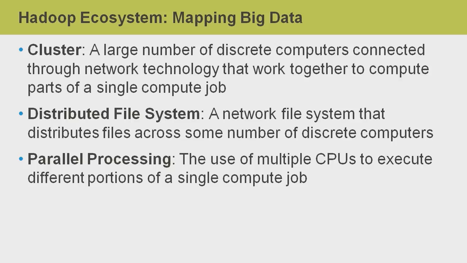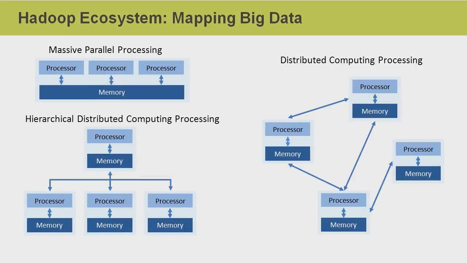And then parallel processing. This is the use of multiple CPUs to execute different portions of a single compute job. Now, we are going to discuss parallel processing in some depth in this course. All of us are well familiar with the concept that a laptop or a workstation will work on many jobs at the same time. But we need to think about this concept differently when it comes to parallel processing. We want to be able to take a single compute job and have it run at the same time on a large number of different servers. This is parallel processing, having a single job dividing its workload across many servers at the same time.